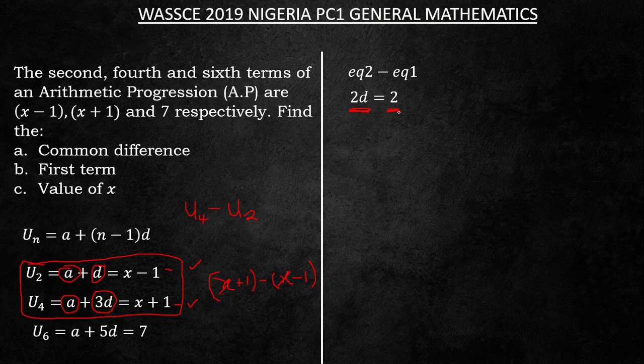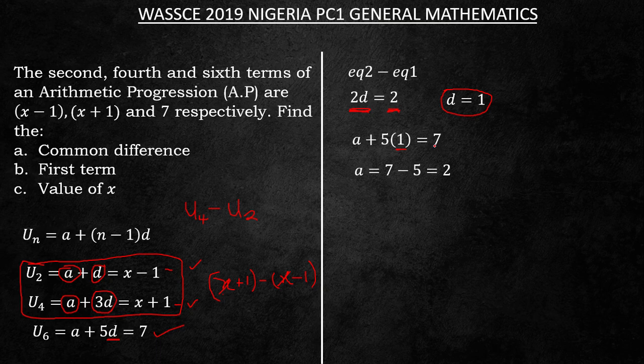Then from here, I divide through by 2, and I'm going to get the d is equal to 1. So now the common difference is 1. Now after getting the common difference, I can put the common difference into the third equation over here, because the third equation involves only the a and the d. And since we have gotten the d, now we can just put the d in there, then we solve for our a. So now the d is equal to 1. So when I put the 1 in place of the d over here, I'm going to get a plus 5 times 1 is equal to 7.